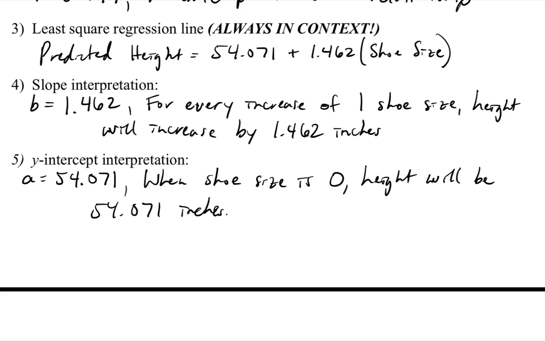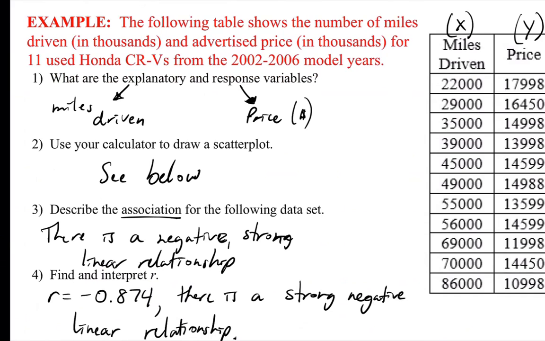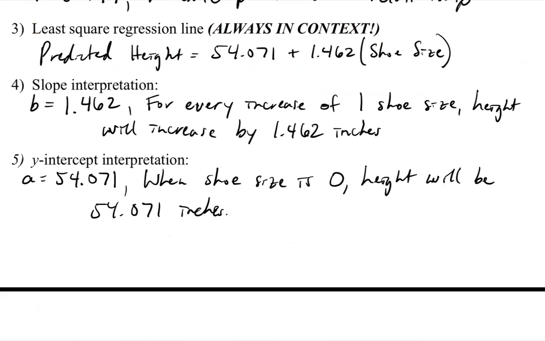But it is what it is. Sometimes it does make sense, right? The problem we did earlier with miles driven, it did make sense. 0 miles driven can happen. It's a brand new car, right? But shoe size, it can't happen, right? So you interpret it, but it has no practical meaning.